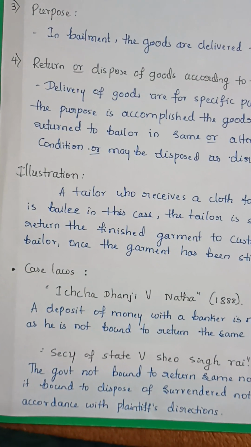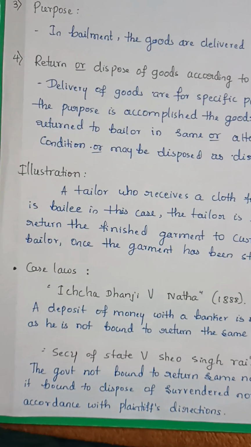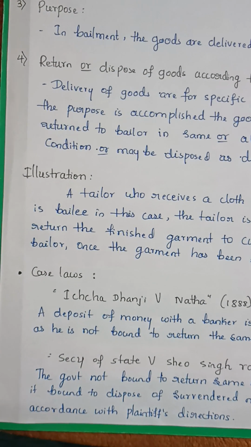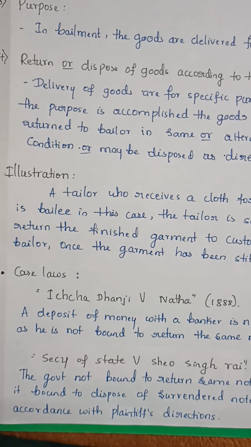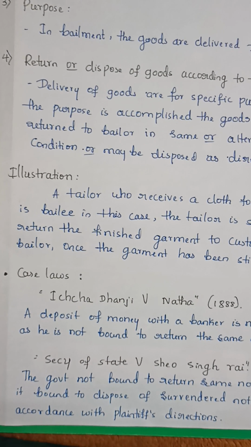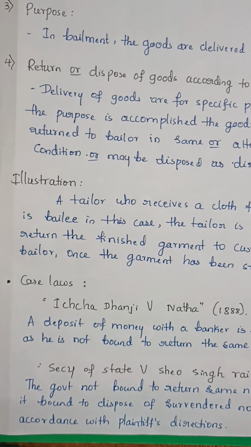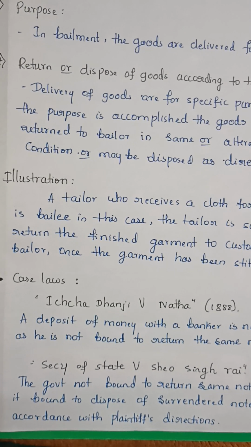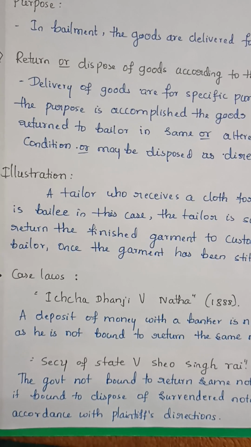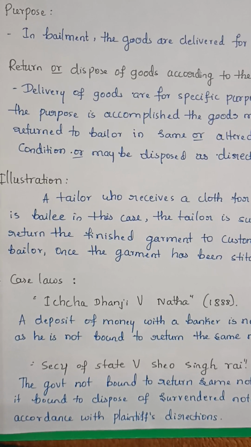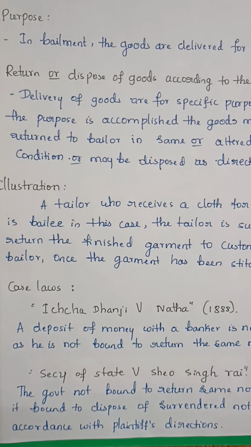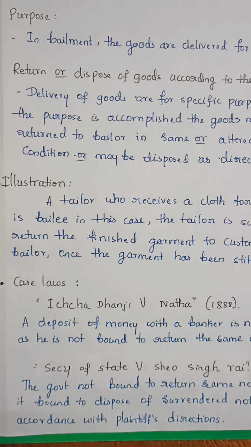You can understand this with one illustration: a tailor who receives cloth for stitching is a bailee in this case. The tailor is supposed to return the finished garment to the customer, the bailor, once the garment has been stitched. So in this case, the tailor acts as a bailee.